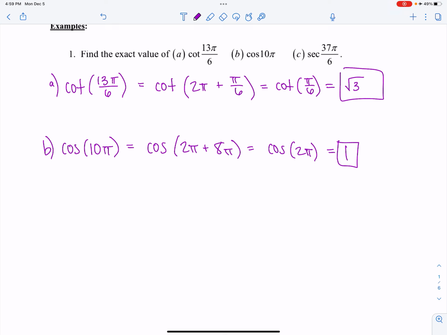So by thinking about where are we landing, where are we stopping at, and what do we know about that particular position is really our biggest clue to finding these values.